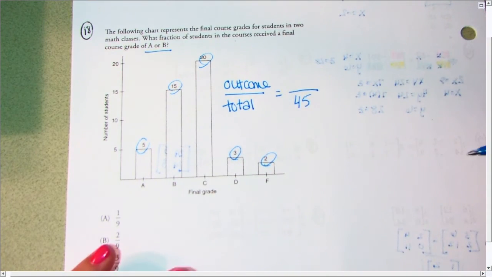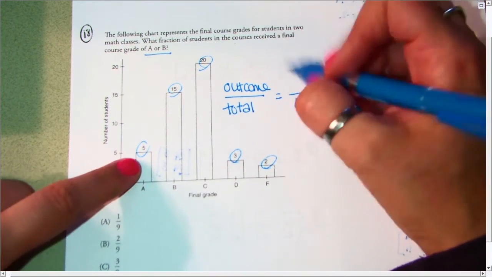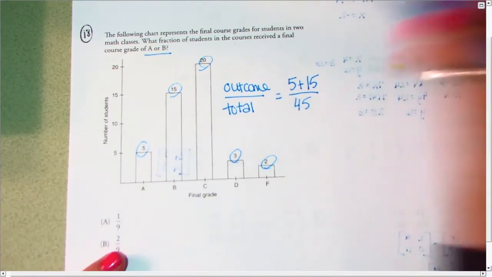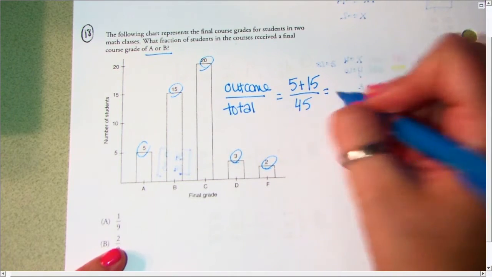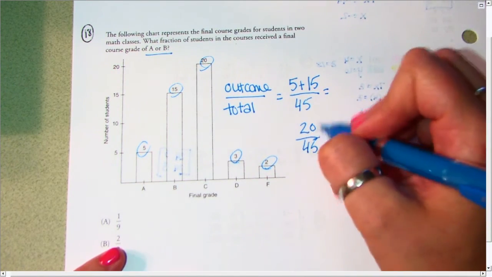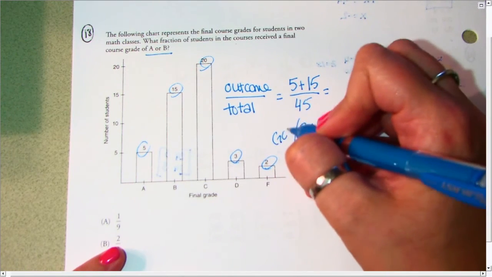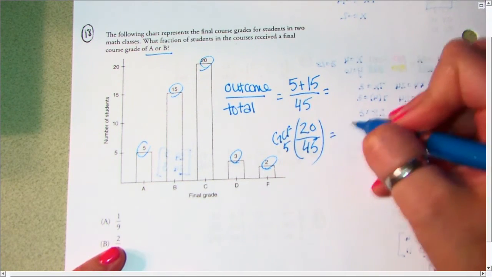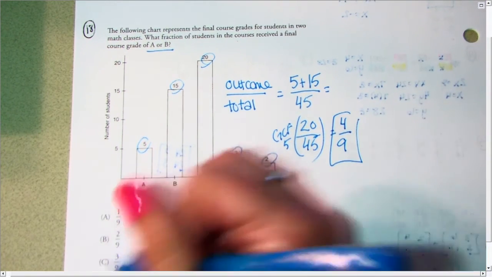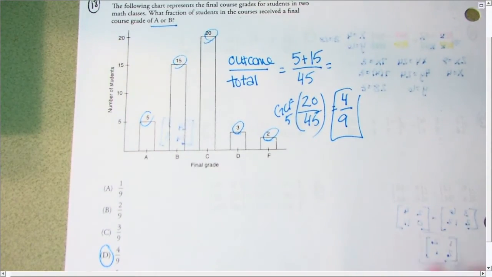We want to know A or B. So that means we're accepting the 5 A students and the 15 B students. 5 plus 15 is 20. Then when I simplify, I can pull out a GCF of 5. 20 divided by 5 is 4, 45 divided by 5 is 9. So 4/9 is option D.